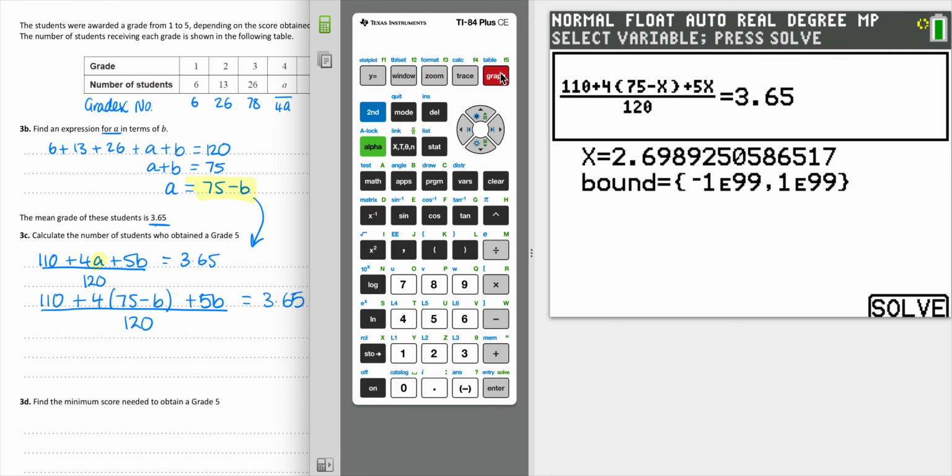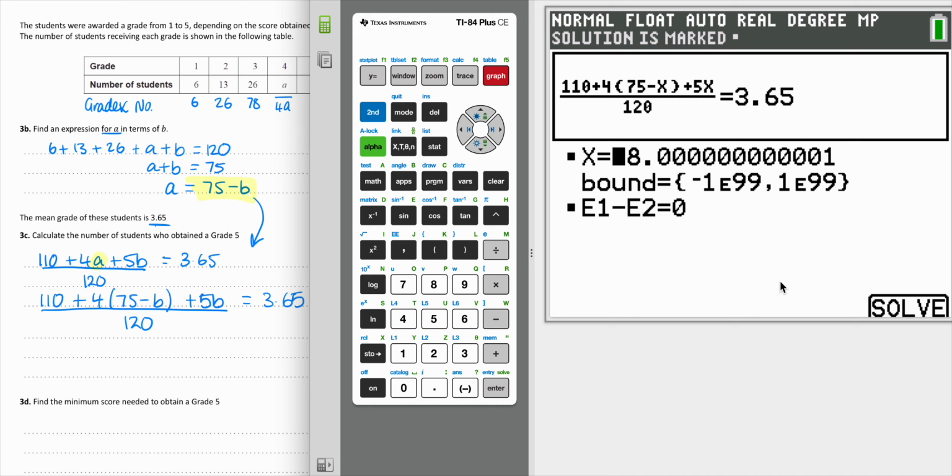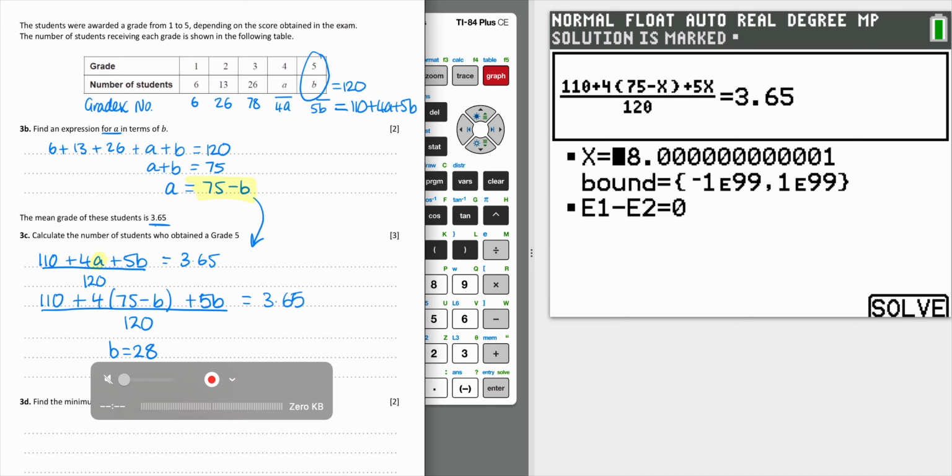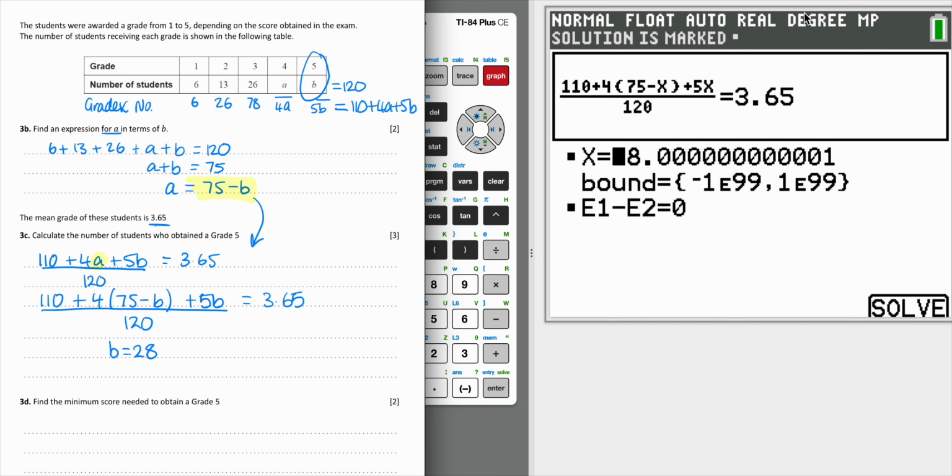So we can now solve the equation. Don't forget you need to hit the solve key twice. And it gives us 28.0000. So that means that B is equal to 28. And that is what the question asked. How many people scored a 5? The number of students that scored a 5 is B, which is therefore 28.